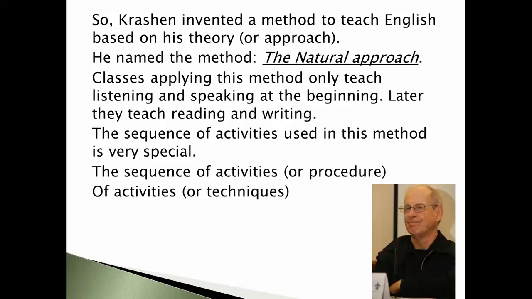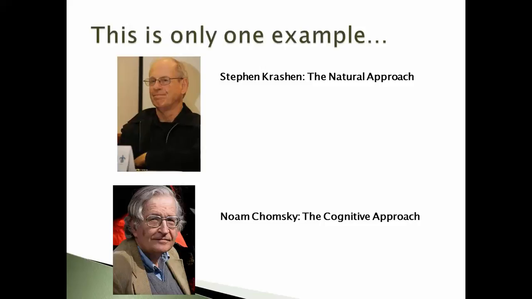So, if we analyze a different method, not the natural approach, but another one, we would see a different sequence of activities. By the way, a sequence of activities is the procedure, and each one of the activities is also called a technique. So this is an example of an approach, a method, a procedure, and also techniques. This is only one example because Stephen Krashen is only one person of the many out there who try to explain how human beings learn languages. So here we have Stephen Krashen and the natural approach. This is his explanation about how we learn a language.